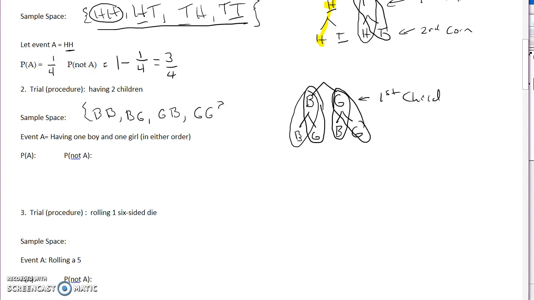Again, you could probably come up with this one yourself. It's just two events, but once we get more events is where the tree is really nice. All right, so the probability of having 1 boy and 1 girl in either order, there are 2 of those out of a total of 4 items in the sample space. Now, we want to reduce this, so we're going to reduce 2 over 4 to 1/2. So the probability that does not occur, it's 1 minus 1/2, which is also 1/2.